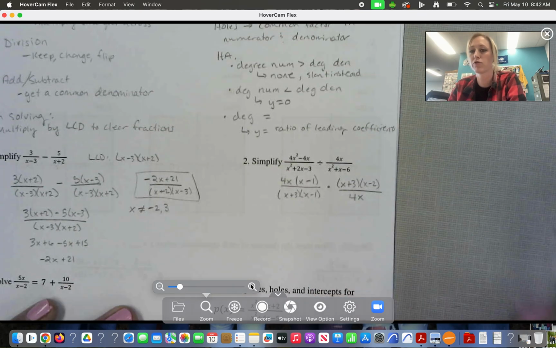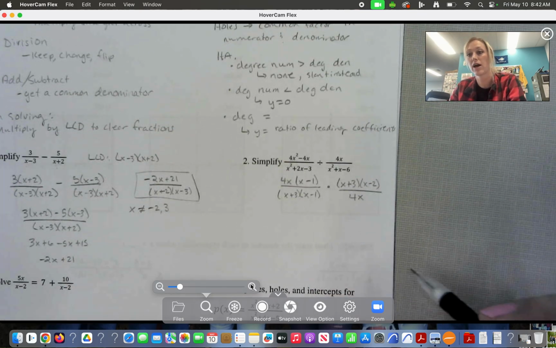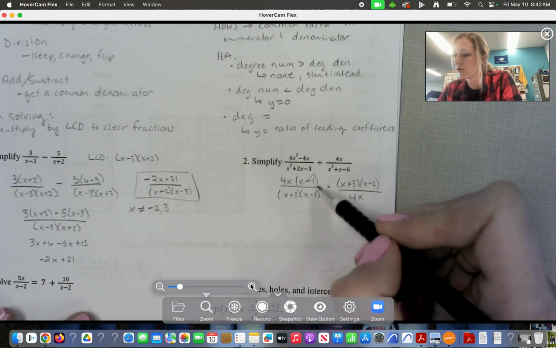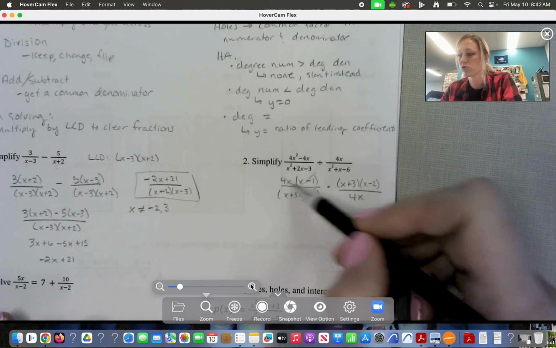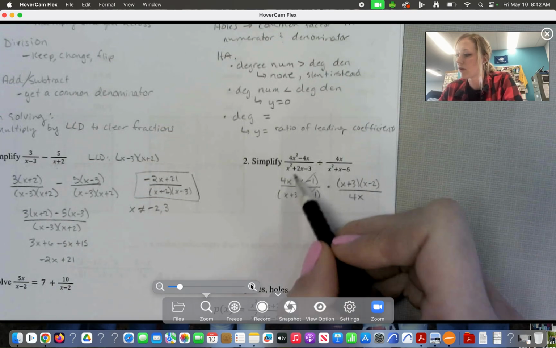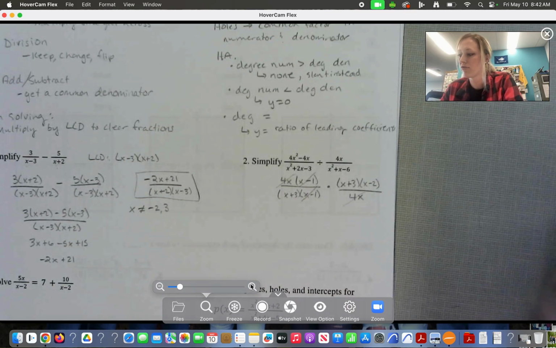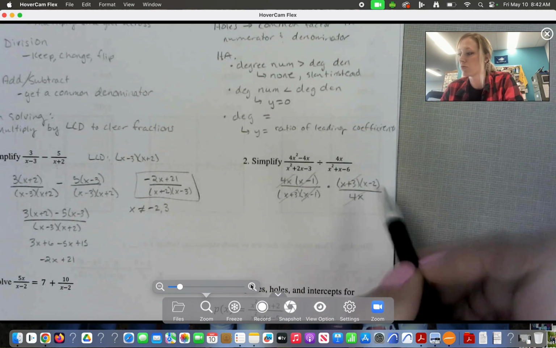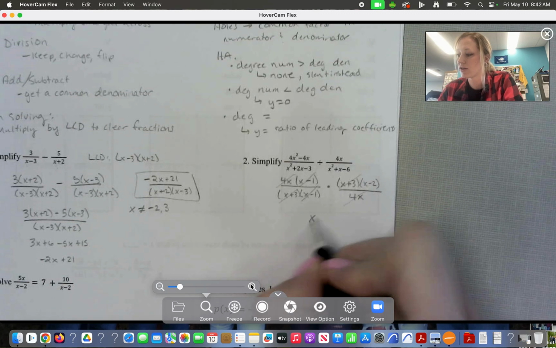Okay, so now that it's multiplication, we can do some cross canceling. I could also cancel within the same fraction. So for example, these x minus 1s can cancel. There's no addition or subtraction between the factors, so those cancel. The 4x can cancel diagonally with this 4x, and the x plus 3 can cancel with this diagonal x plus 3. So we are just left with x minus 2.